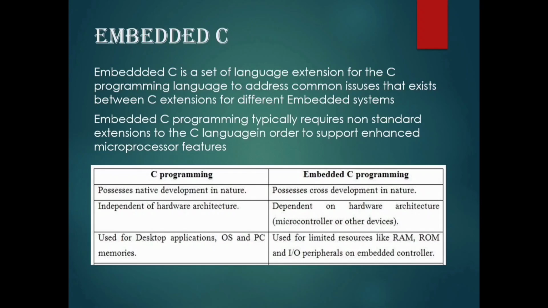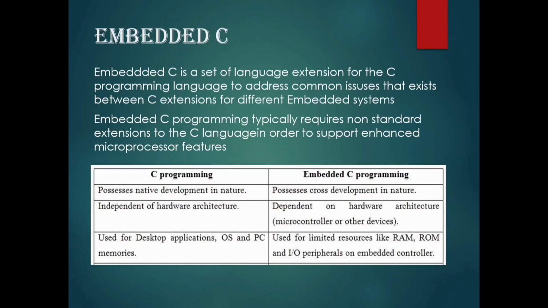Embedded C is a set of language extensions for the C programming language to address common issues that exist between C extensions for different embedded systems. Embedded C programming typically requires non-standard extensions to the C language in order to support enhanced microprocessor features.